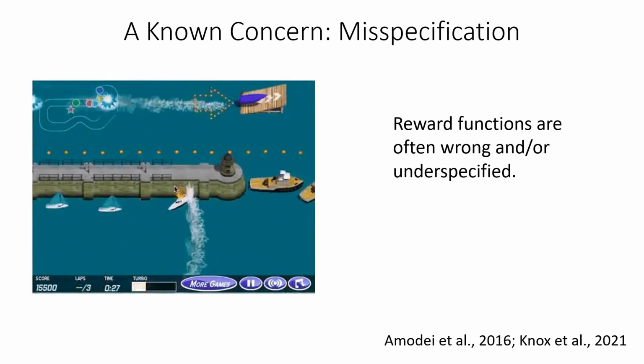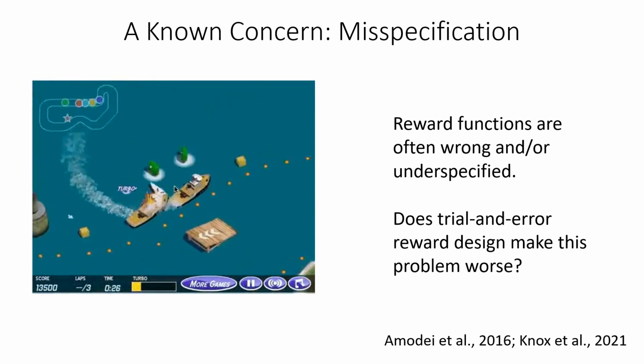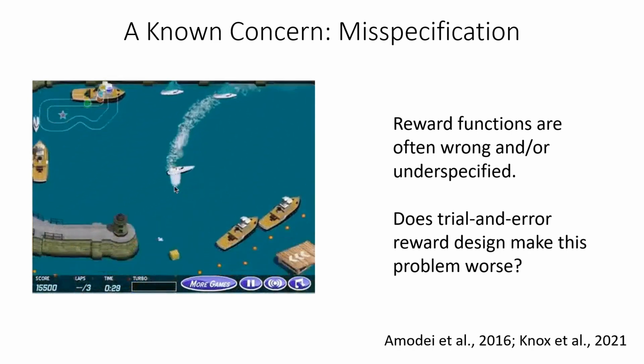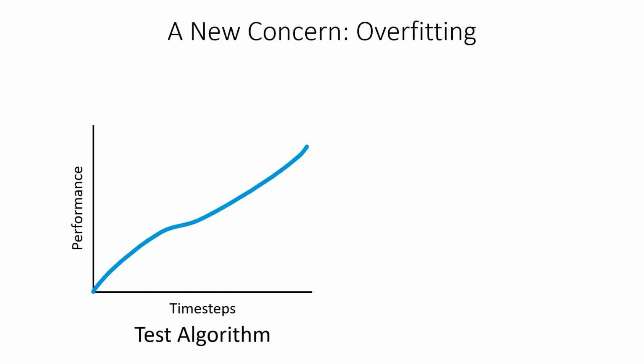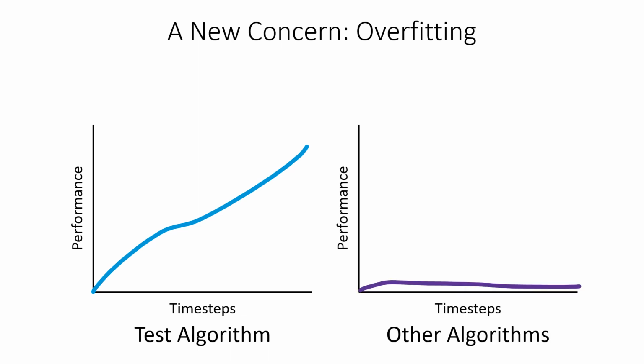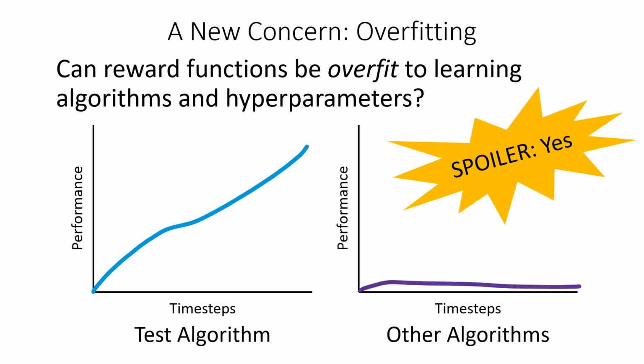A second known concern is the propensity for misspecification of reward functions. Does trial and error reward design make this problem worse? We also introduce a new concern of overfitting. Can a reward function that is effective with one algorithm be ineffective with others? In other words, can reward functions be overfit to learning algorithms and hyperparameters? And if so, how does this affect the science of reinforcement learning and what we understand about this discipline? Spoiler alert, yes, we find evidence of overfitting in reward design.